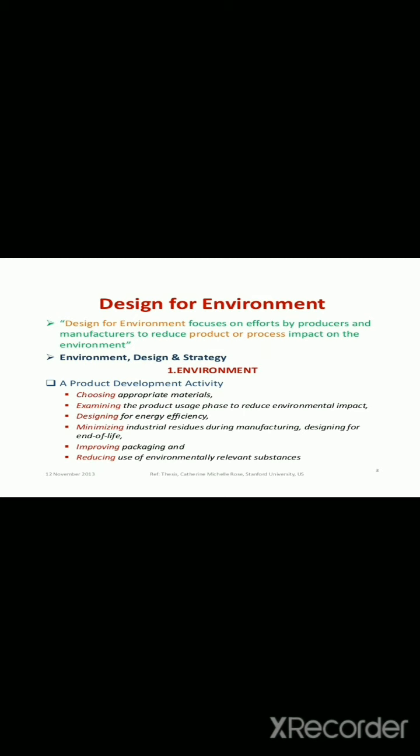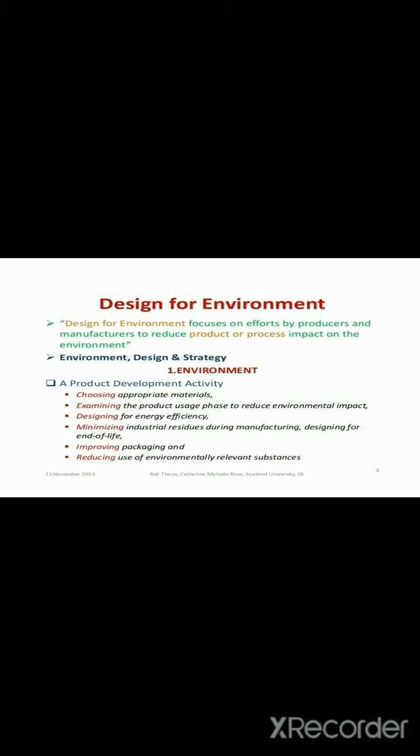Design for environment focuses on efforts by producers and manufacturers to reduce product or process impact on the environment. Design strategy for the environment is accomplished by a product development activity, and this activity is carried out by the following number of steps.